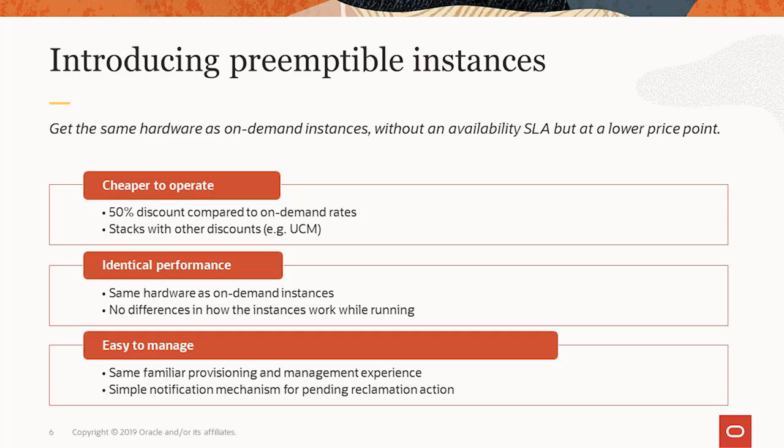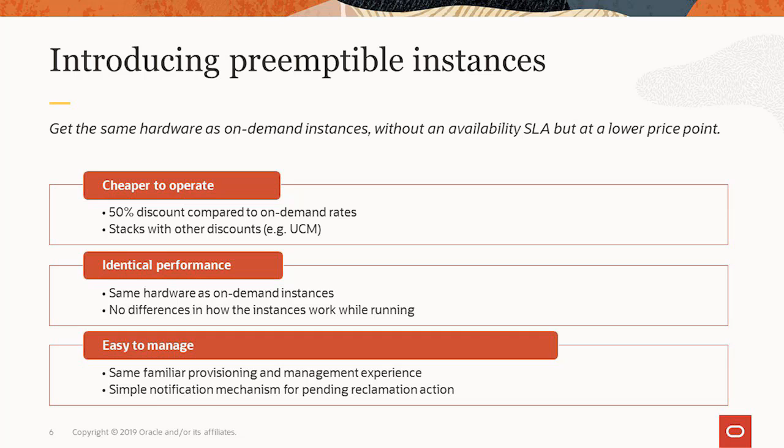So you can think about this like today, you have your on-demand instances, they're yours as long as you want, you pay only for what you use, and you never think that they may vanish. That is the key difference with preemptible instances. You may get a notice at some point that OCI needs the capacity back, and it will terminate the instance.